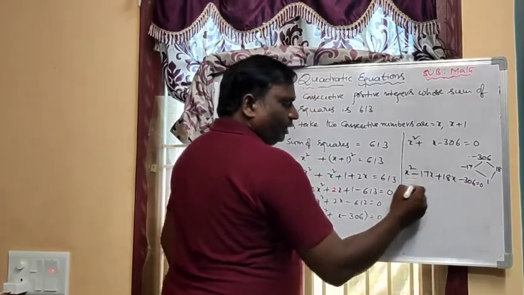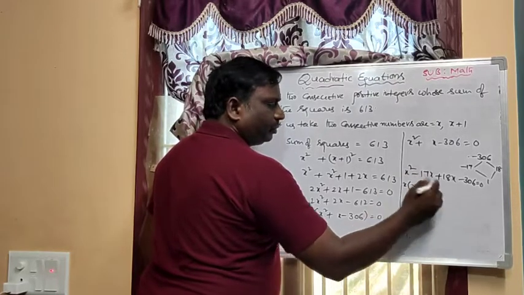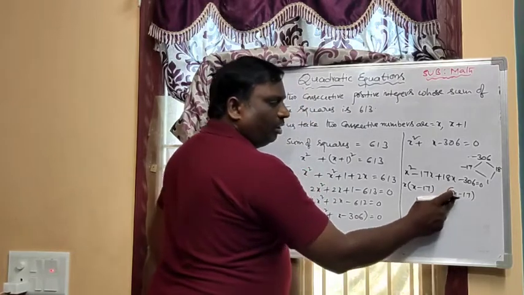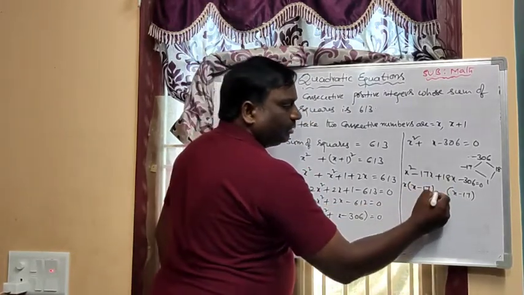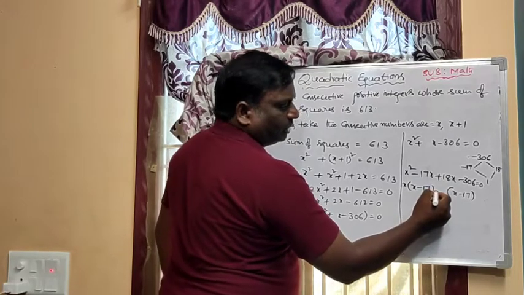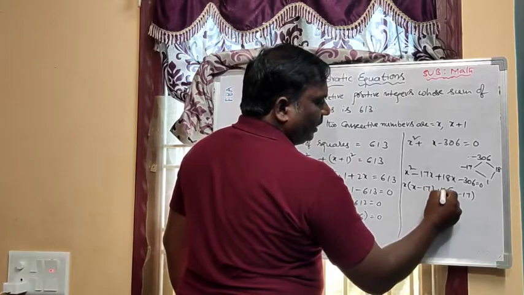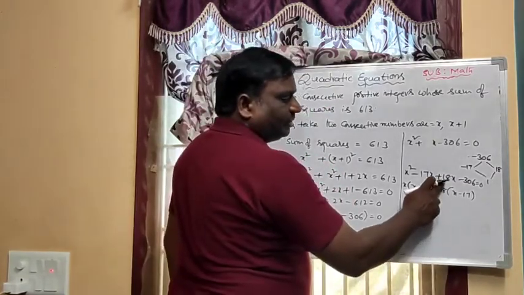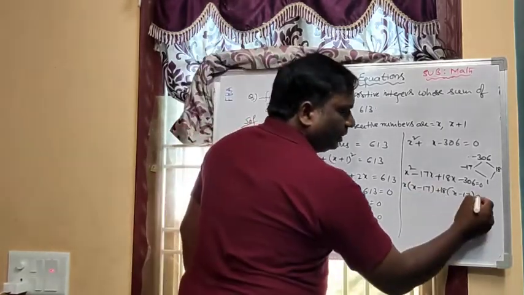Take from these two terms, if you take common x minus 17 and here also x minus 17, what number you have to multiply with x to get this third term? Plus 18 or minus 18? Plus 18. If you take plus 18 only, it will satisfy. If you take minus 18, minus 18x it will become. So we cannot take minus 18 here.